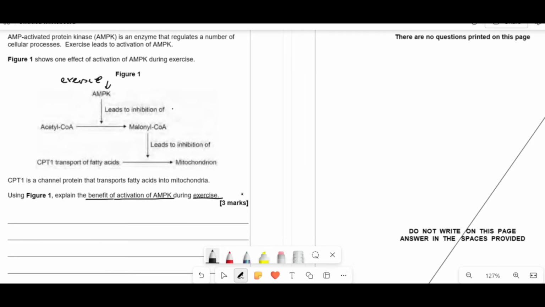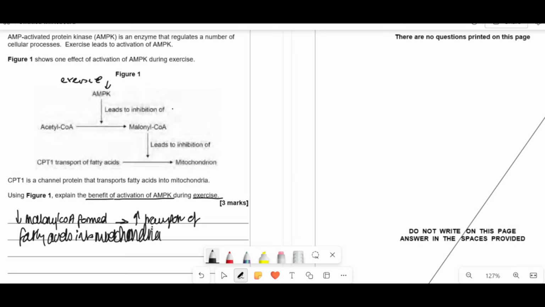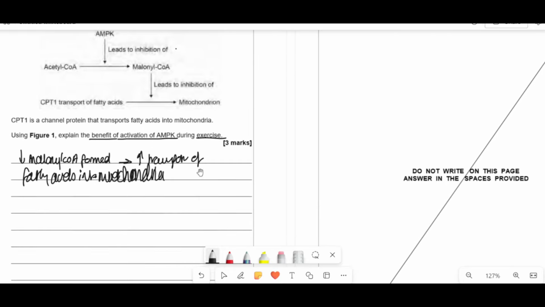So in this diagram, the first thing you can say is that when you're exercising, you've got more activation of AMPK, which means you've got less malonyl-CoA formed, right? Which then means you're not inhibiting this stuff as much. So if you're not inhibiting this thing, more of it's going to happen. So you get increased transport of fatty acids into the mitochondria. So that's the limit of what we can talk about in the figure, but it says explain how doing this benefits exercise.